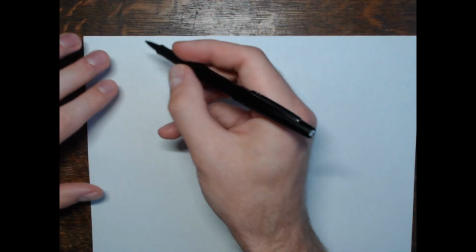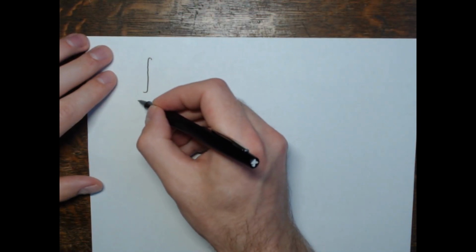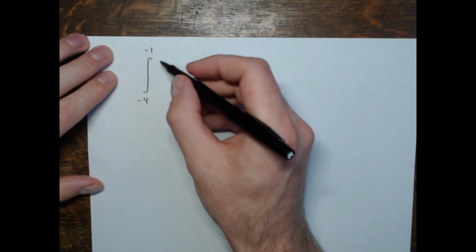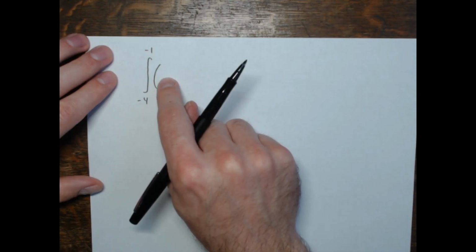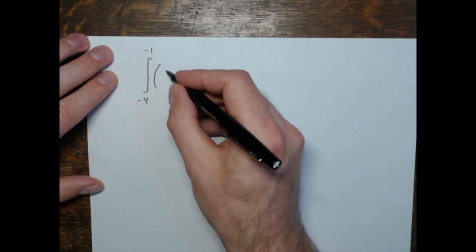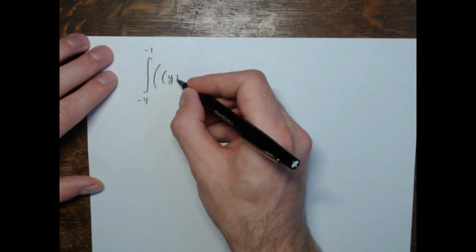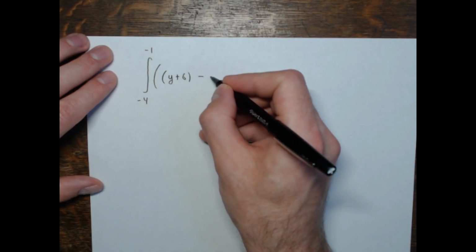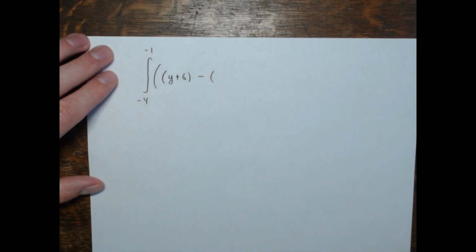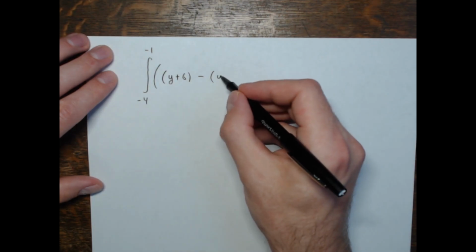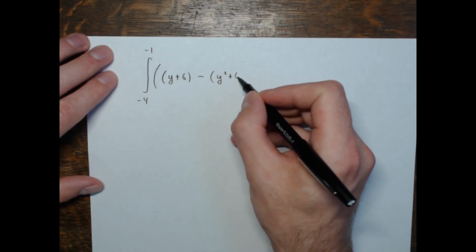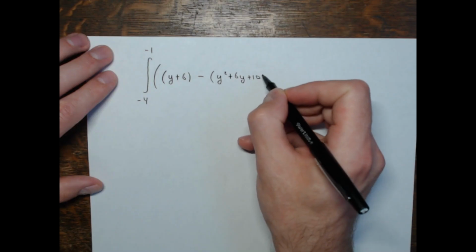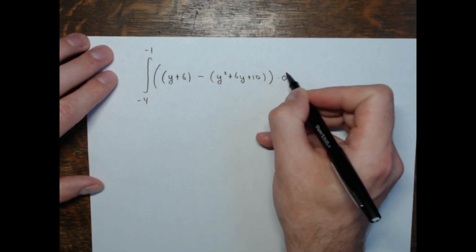Right, so in that picture there, that area is the integral from -4 to -1. I think it was the x to the right, which was the line. So that was u of y, the y plus 6, minus the x coordinates of points on the left curve, which was the parabola, v of y, which was y squared plus 6y plus 10. And again, times dy.